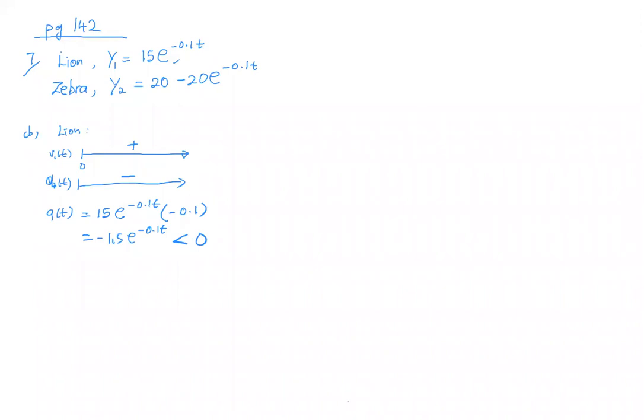Okay, then I do for zebra. Same thing, the zebra. Now, as t tends toward infinity, it will be positive, am I right? So velocity is always positive. Then the acceleration for zebra.